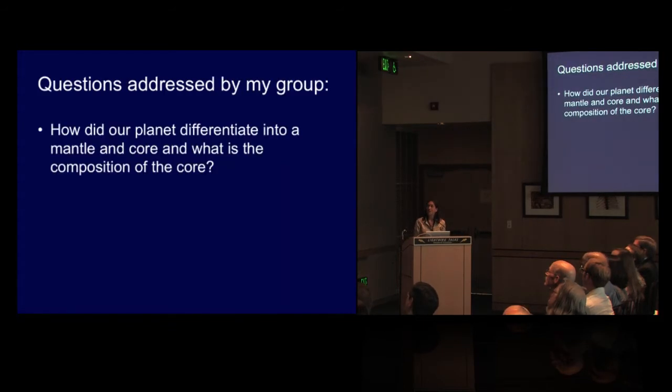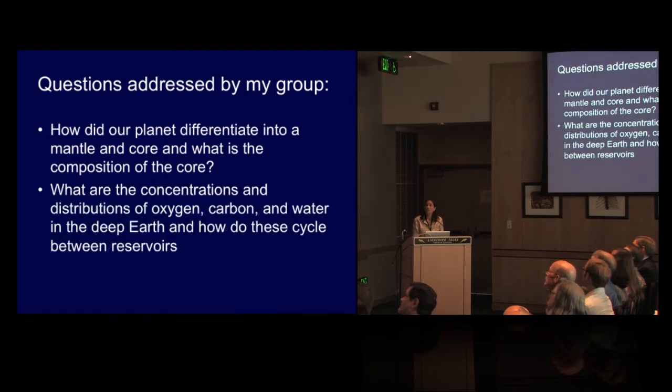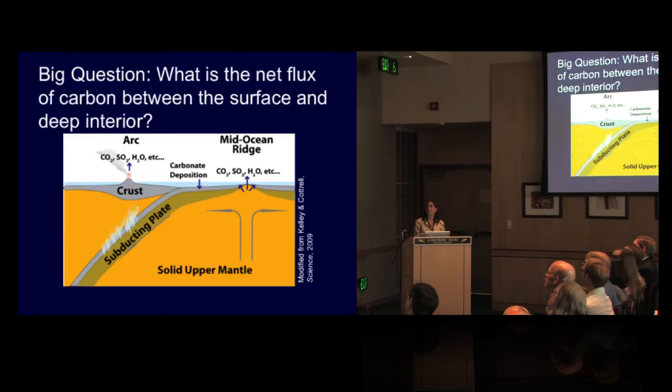So my group addresses questions such as, how did our planet differentiate into a mantle and core in the first place? And what's the composition of the core? What are the concentrations and distributions of oxygen, carbon, and water? And how do those important constituents cycle between reservoirs in the deep earth and also between the surface and the Earth's deep interior? And today we're going to talk about just about carbon and water.